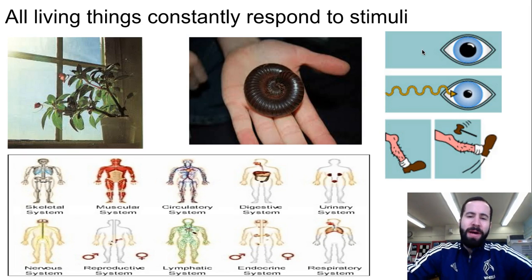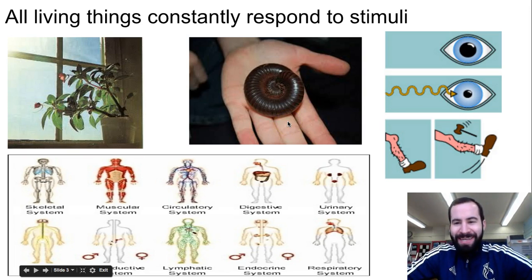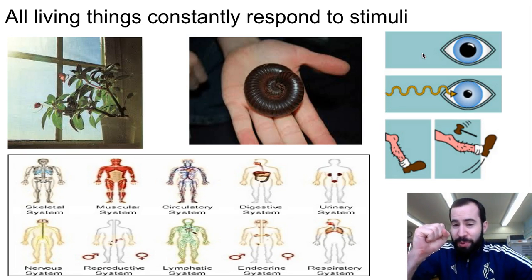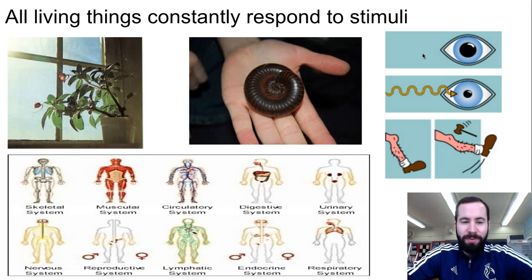Living things are constantly responding to stimuli. Plants sometimes bend towards the light. If you touch something like a millipede, it bends up and curls up to protect itself. When your eyes look at the sun, the pupils get smaller, and when your eyes are in the dark, the pupil gets larger, so you can see better by bringing in as much light as possible. And thankfully, all these different body systems work together to maintain homeostasis by responding to different stimuli in the environment, in the internal environment as well as the external environment.